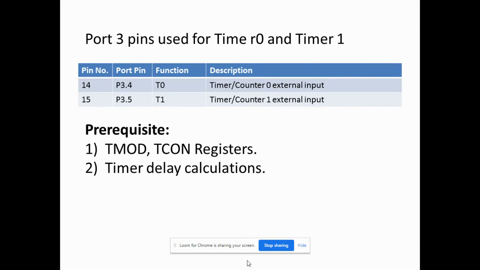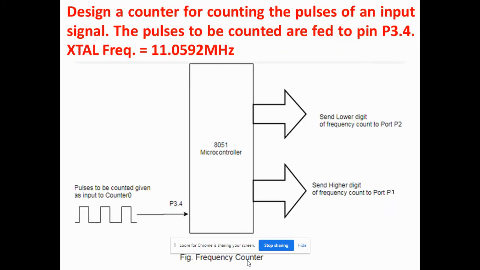For programming this, we require the TMOD and TCON registers and how to generate the time delay, that is the timer delay calculations, and all these things I have already explained in my previous videos. Now we will study frequency counter programming for this particular example. Design a counter for counting the pulses of an input signal. The pulses to be counted are fed to pin P3.4. Crystal frequency is equal to 11.0592 MHz.